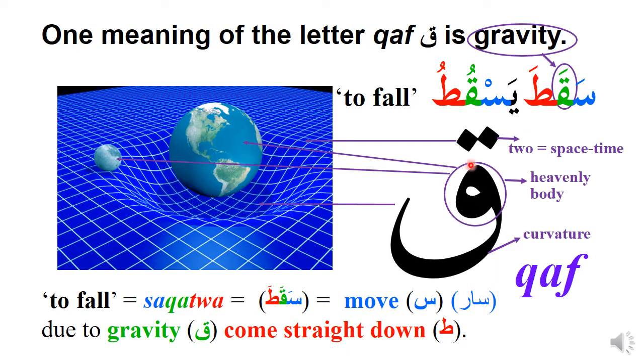Now, the letter Qaf, as it is written, I have told you that everything in this divine language is a picture. So this letter Qaf actually depicts a picture of the concept of gravity. How is that possible? First of all, you see the two dots. These two dots always mean two, and then there is a heavenly body. This round sign is the object shape, in this case like the earth or the moon, and then this curvature indicates the curvature of space-time.